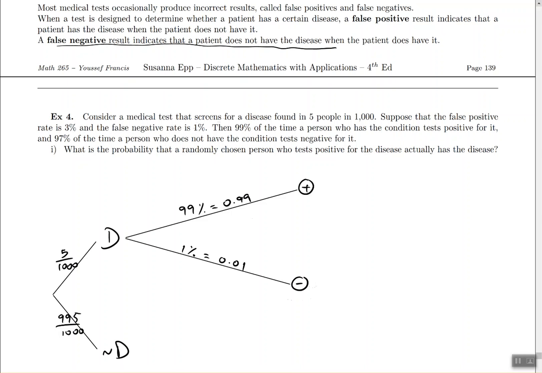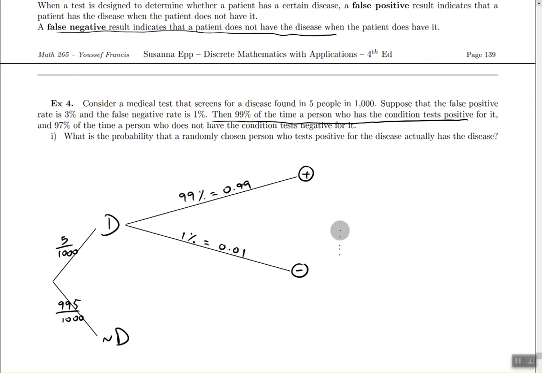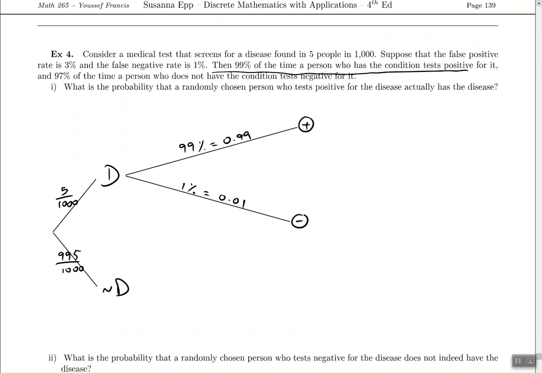And that's what the rest of my paragraph is saying, right? 99% of the time, a person who has a condition, meaning who has a disease already, tests positive for it. So that's great. That's the top half of the tree. And now I have to design the bottom half by reading the same paragraph again and organizing the second half.